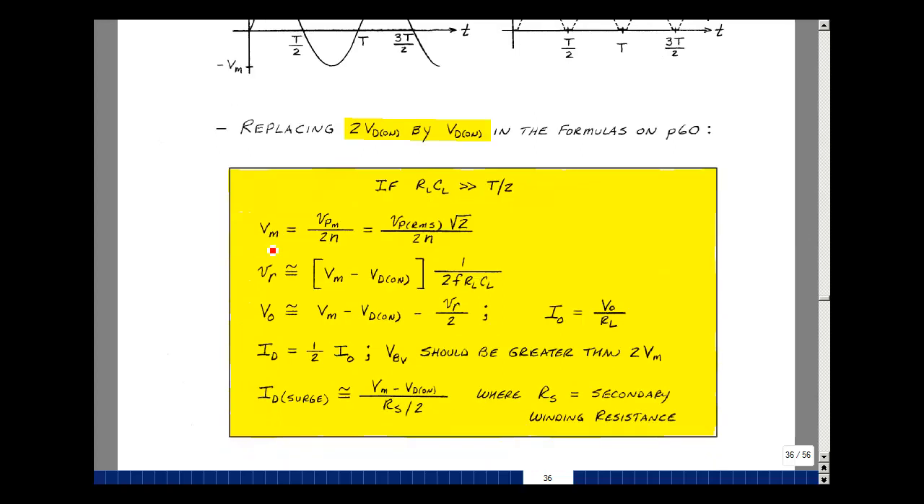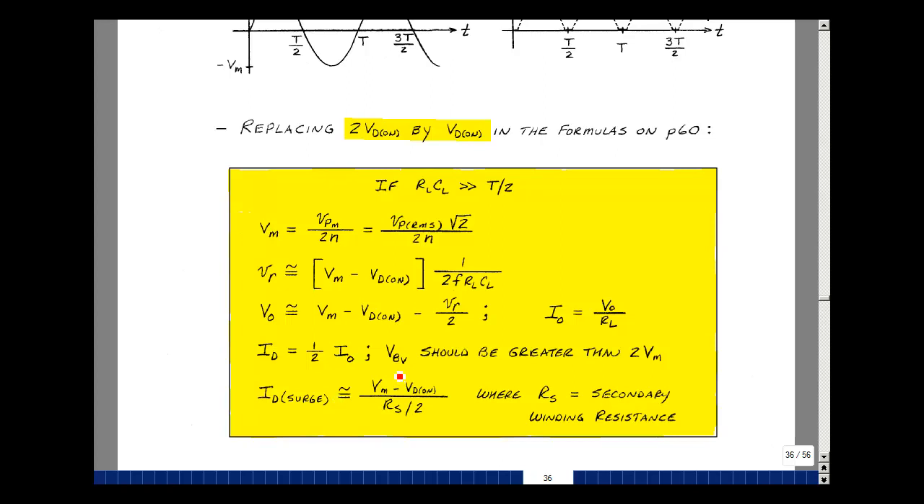We had that V maximum was the maximum of the peak voltage on the primary divided by N. That's our step-down factor. But now we're dividing that by 2. And then the maximum value is the RMS value times the square root of 2. For the ripple, we had a 2 here. It's going to put a 1 instead. For V out, we had a 2 here. It's going to put a 1. This is still the same. It's V out over R sub L. This is still the same. I sub D is half of I out. Because half of the load current comes from each diode when it's on, just like the bridge rectifier.